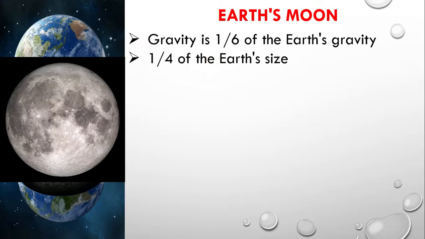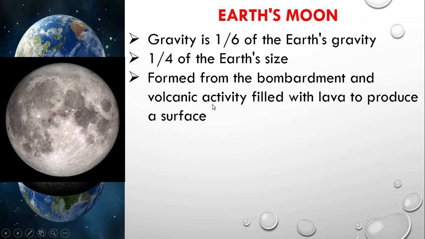In comparison in size, the size of the moon is only one-fourth of the Earth's size. The moon is formed from the bombardment and volcanic activity filled with lava to produce a surface. We really don't know exactly what happened. I don't know if you have seen the movie Moonfall, in which the moon is a mega structure with grabe nga technology inside. It's a sci-fi movie. And again, the moon and earth formed at the same time during the formation of the solar system.